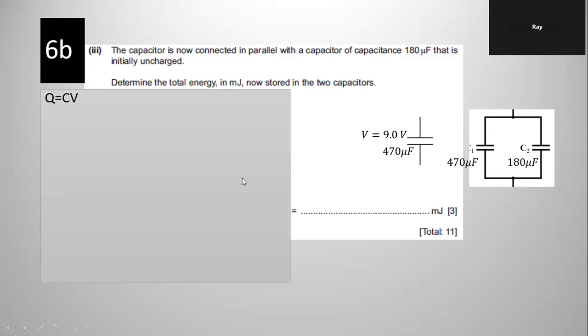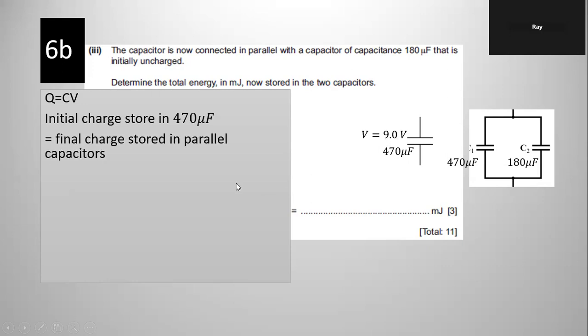So Q equals CV. The charge is conserved. Charge doesn't disappear. It will just distribute. So the charge initially in here will move until both of them have the same potential. Then it will stop. Initial charge from here equals final charge stored in the capacitors.